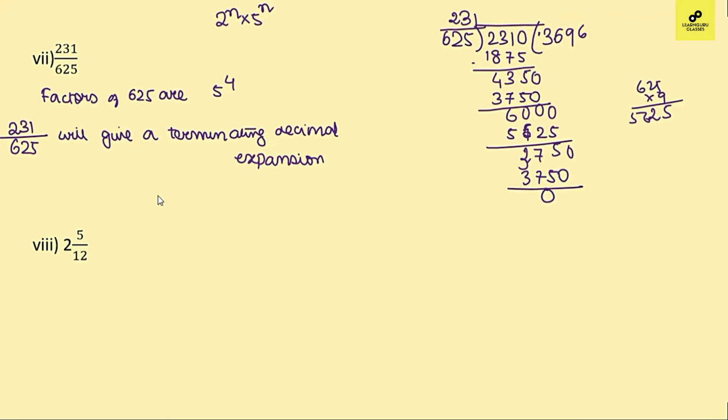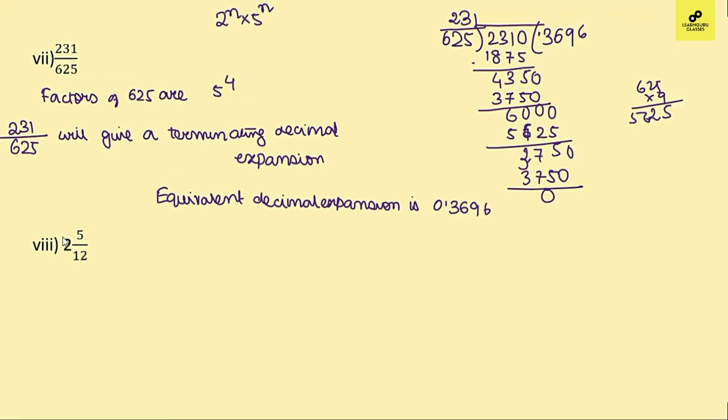So equivalent decimal expansion is 0.3696. Okay. So next sum is 2 5 by 12.